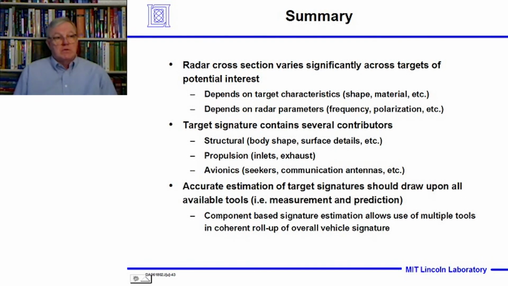The structural composition, like body shape and surface details, they're going to contribute. Propulsion and avionics. Propulsion, that's with the inlets and exhausts, engines, stuff like that. And in the avionics, you're going to have stuff that helps you fly the plane, like antennas from radars or communication antennas, and seekers in missile heads. All those kinds of things give contributions. And the best way to get your estimate of the target signature, i.e. its radar cross-section, is to use multiple tools and roll them up together to get the best signature.